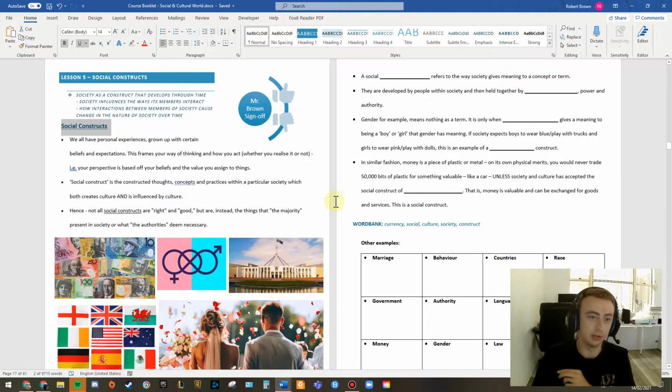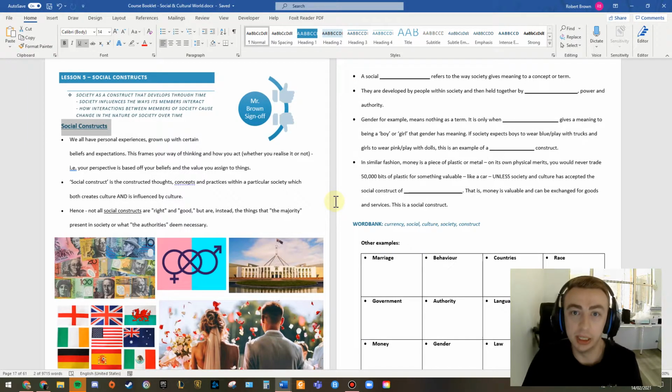It's a product of our culture. It's something that we've made up, and we've made it up to assign certain values or meanings to it, in order to meet certain social expectations that we believe are true or correct, right?